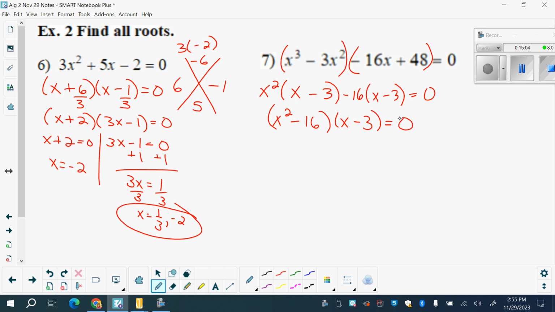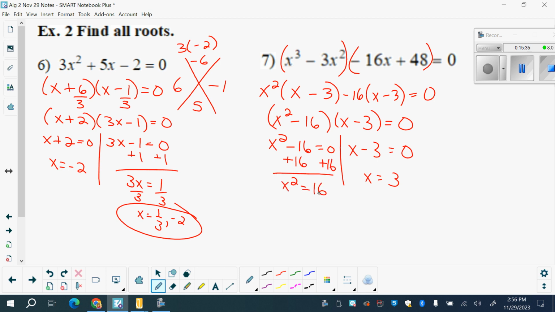What do we do next? Zero product property. X squared minus 16 is 0. X minus 3 is 0. This one we get x is 3. What do we do on this one here? In order to do that, what do we have to do first? If we're going to use square roots, we've got to get that x squared by itself. So we're going to add 16.